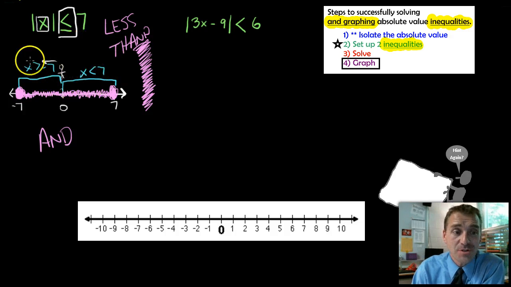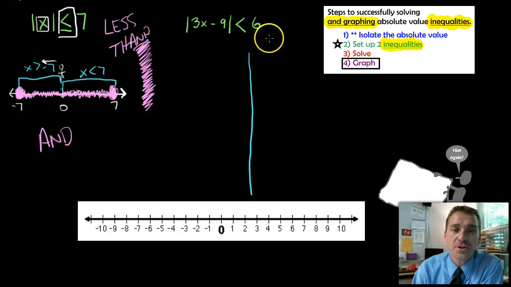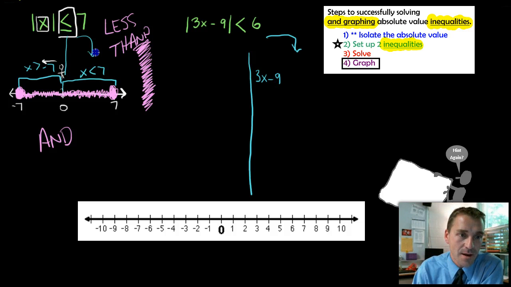So I'm going to use this example to show you how this one is set up. But notice the steps are still the same. Isolate, set up two equations. I'm going to draw this thing down through the middle. My first equation is going to look like this. I'm going to take the distance, 3x minus 9, just like I did here. I'm going to take the distance and make it x less than or equal to 7.